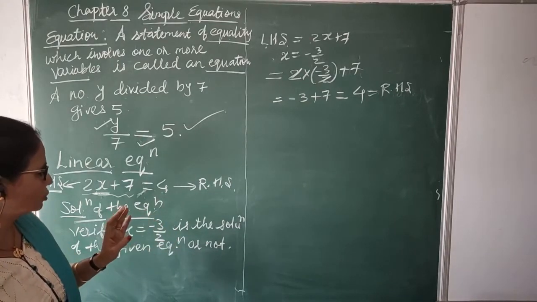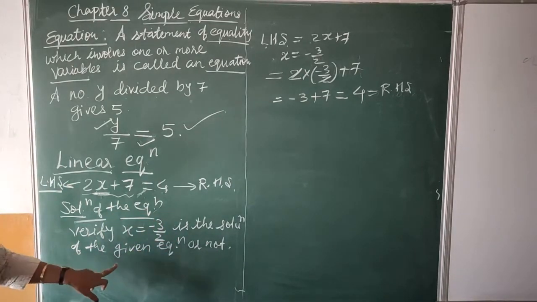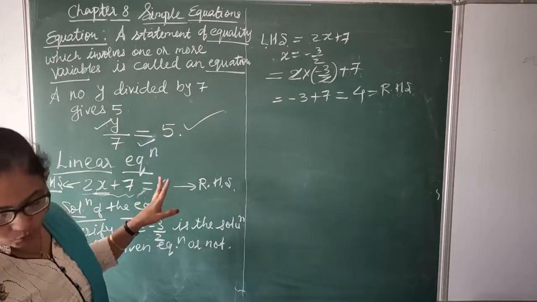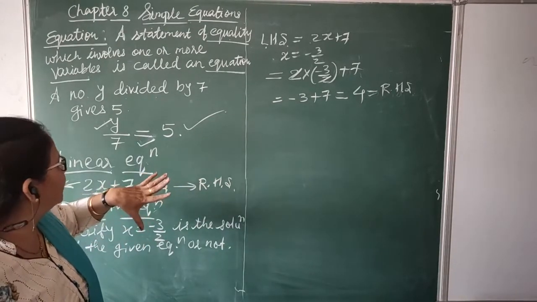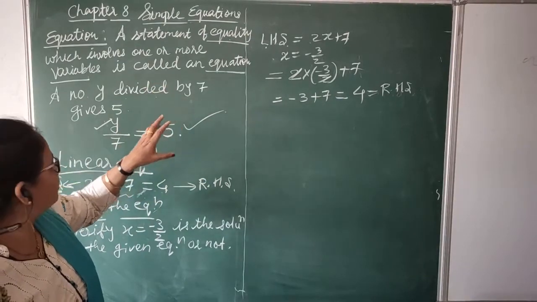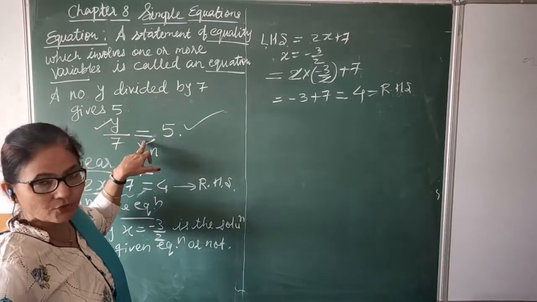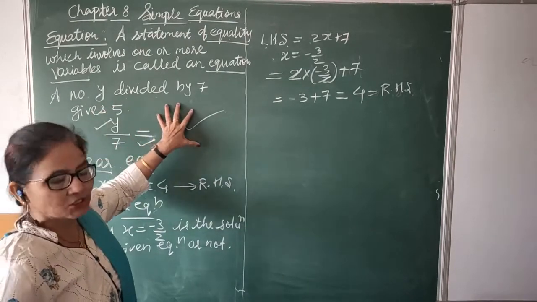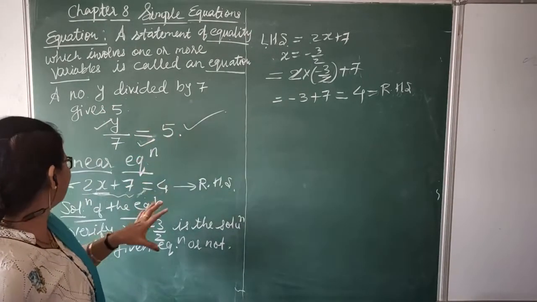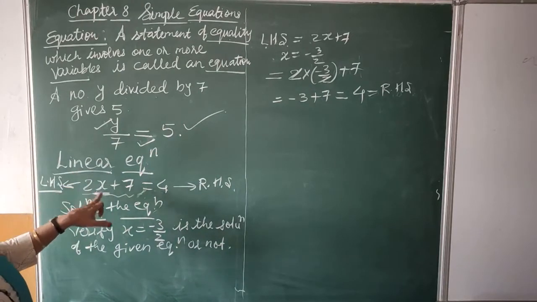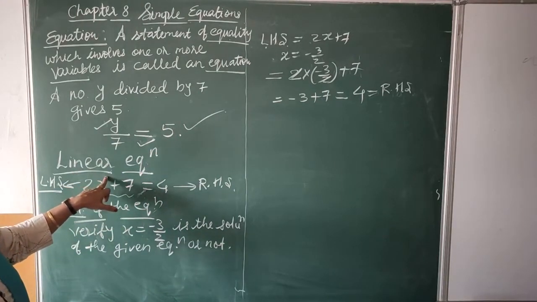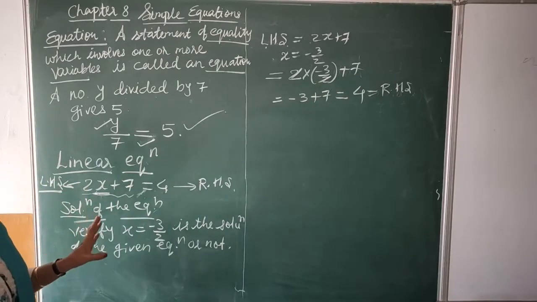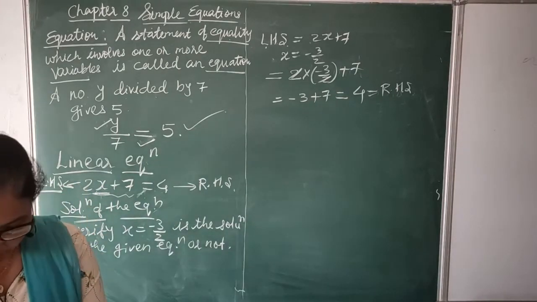Root and solution both have the same meaning of the given equation. Okay, so I hope all these points are clear to you. Remember, equation means when there is a variable and an equal to sign. This side is called the left hand side and this side is called the right hand side. And linear equation means where the highest power of the variable is what? 1. So in this lesson we are going to study about linear equations.